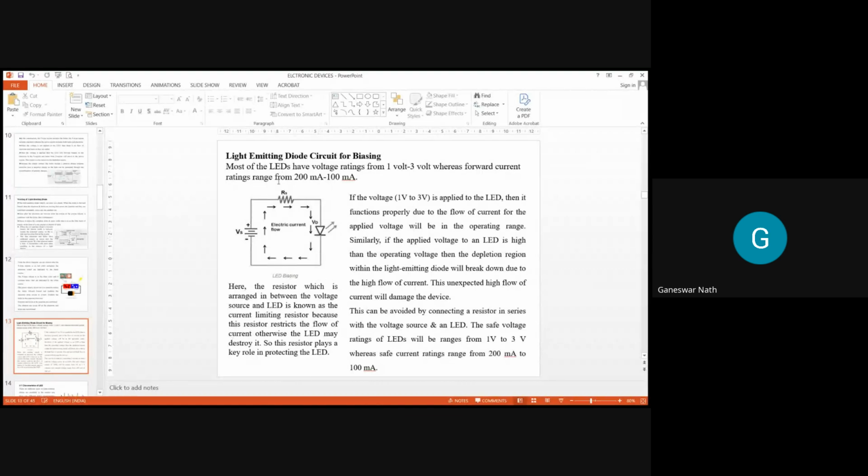Otherwise, if you directly connect the power supply to the LED, you will find that damage to the LED takes place. That is why, in any circuit you open, you must not apply the voltage directly across the LED; rather, you put a simple resistor here. Okay, is it clear to all?